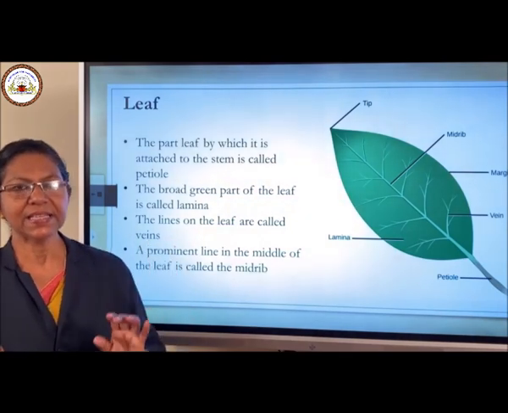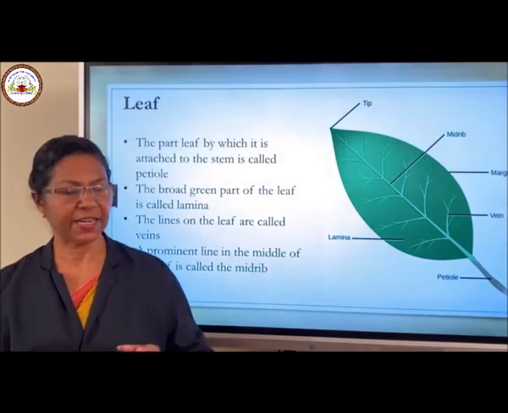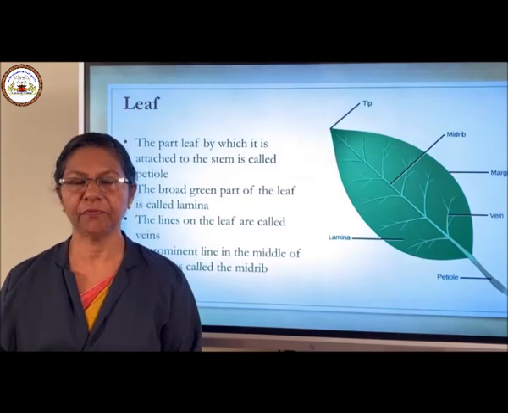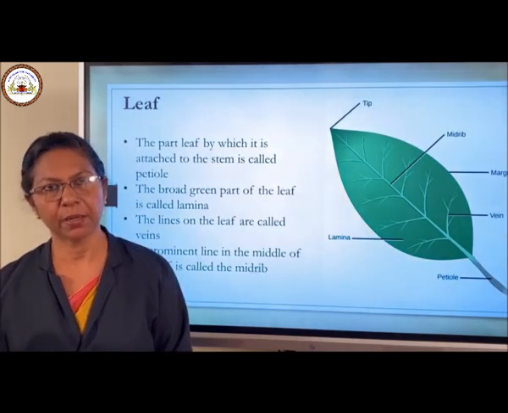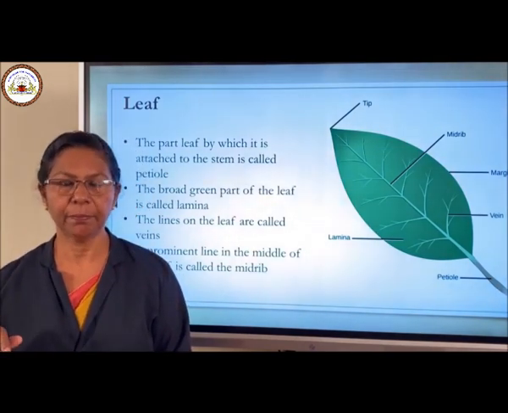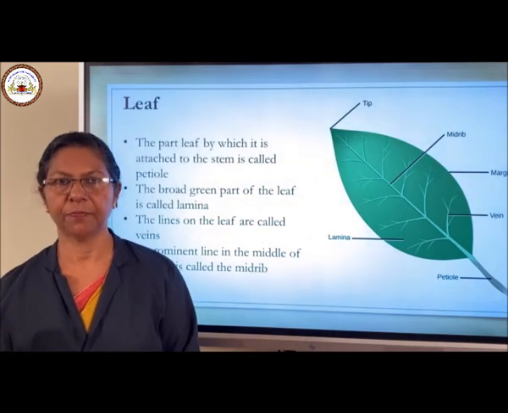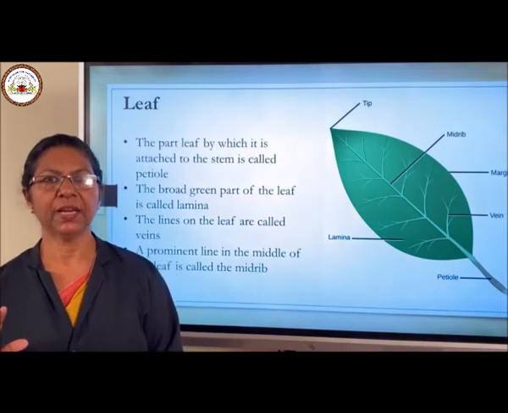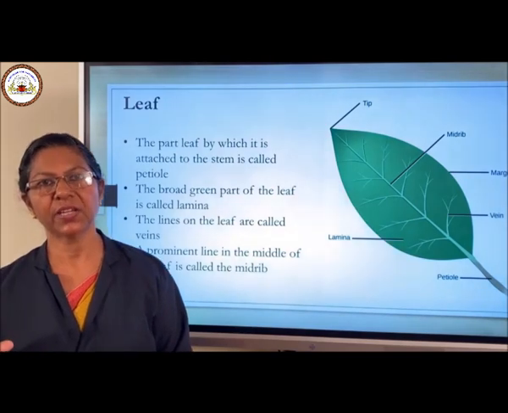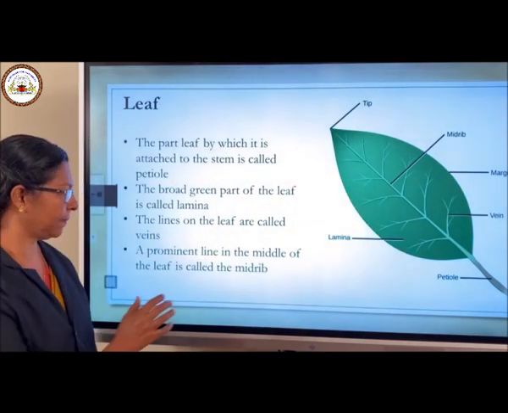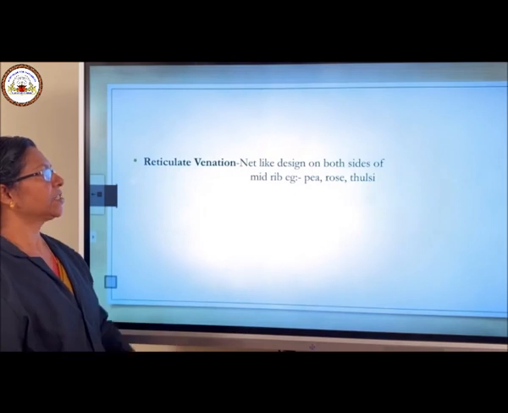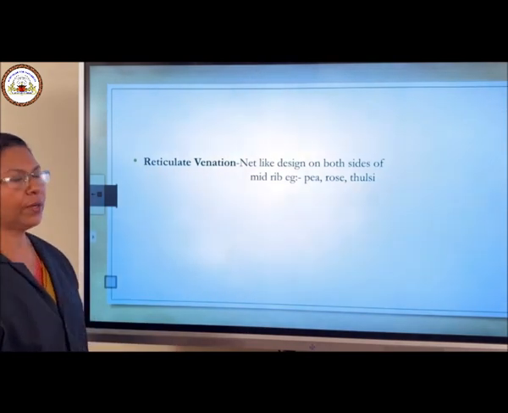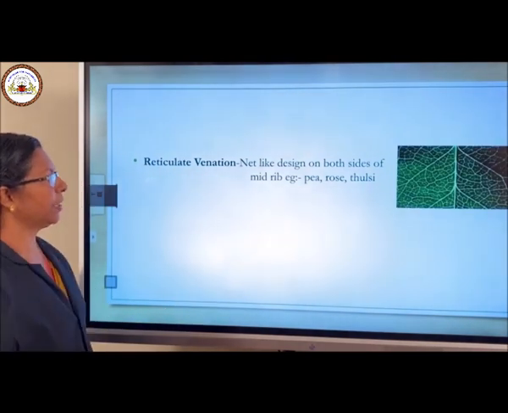Then the design made by veins in a leaf is known as leaf venation. So leaf venation means the design made by veins in a leaf. There are two types of venation, that is reticulate venation and parallel venation. In reticulate venation, there is a net-like design on both sides of the midrib.